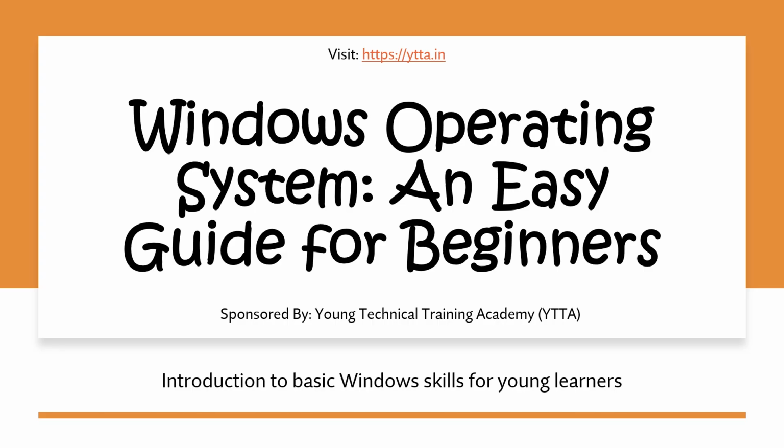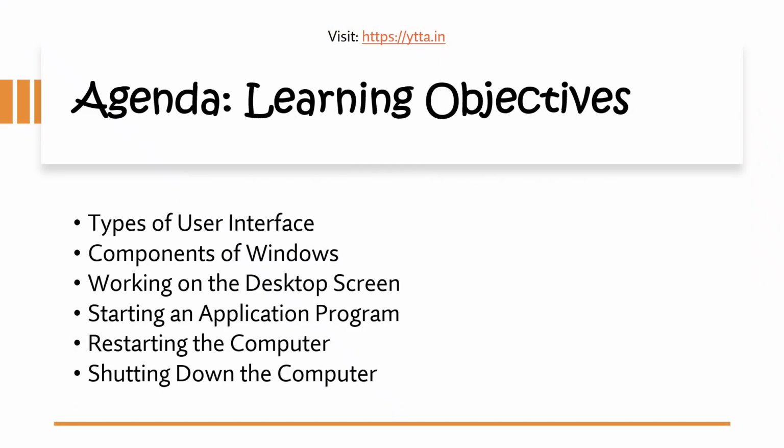In this video, you will learn about Windows operating system. So let's start. Here we will learn the types of user interfaces, the main parts of Windows, how to use the desktop screen, starting programs, and how to restart and shut down the computer safely. This step-by-step guide is designed to be simple and easy to follow.